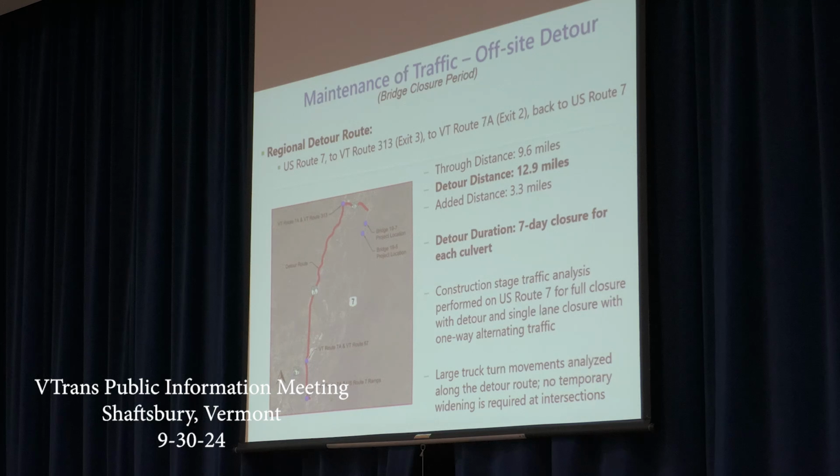And we have done a construction stage traffic analysis on US 7 for the full closure with the detour, single lane closure, as well as one lane alternating traffic. We've also evaluated the Route 7A detour corridor for large truck turn movements, for any temporary widening that may be required at any intersections, and determined that there was no improvements that would be needed.